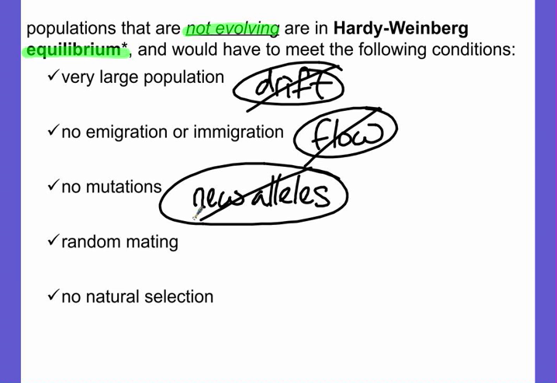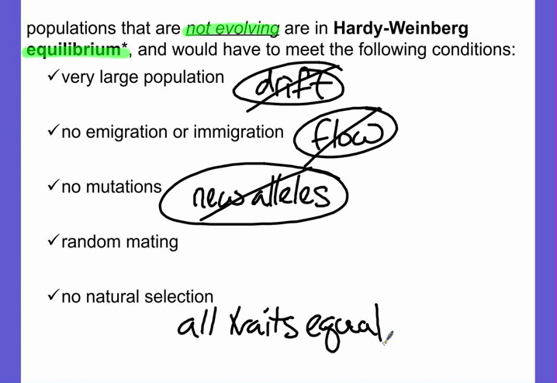Finally, the last 2 can kind of be lumped together. There should be no selection of any kind. You need to have a situation where all traits are equal, so we'll do the last one first. All traits need to be equal. And that's in any situation. Regardless, you can't have any kind of selection. So random mating is talking about that sexual selection we talked about in section 3.